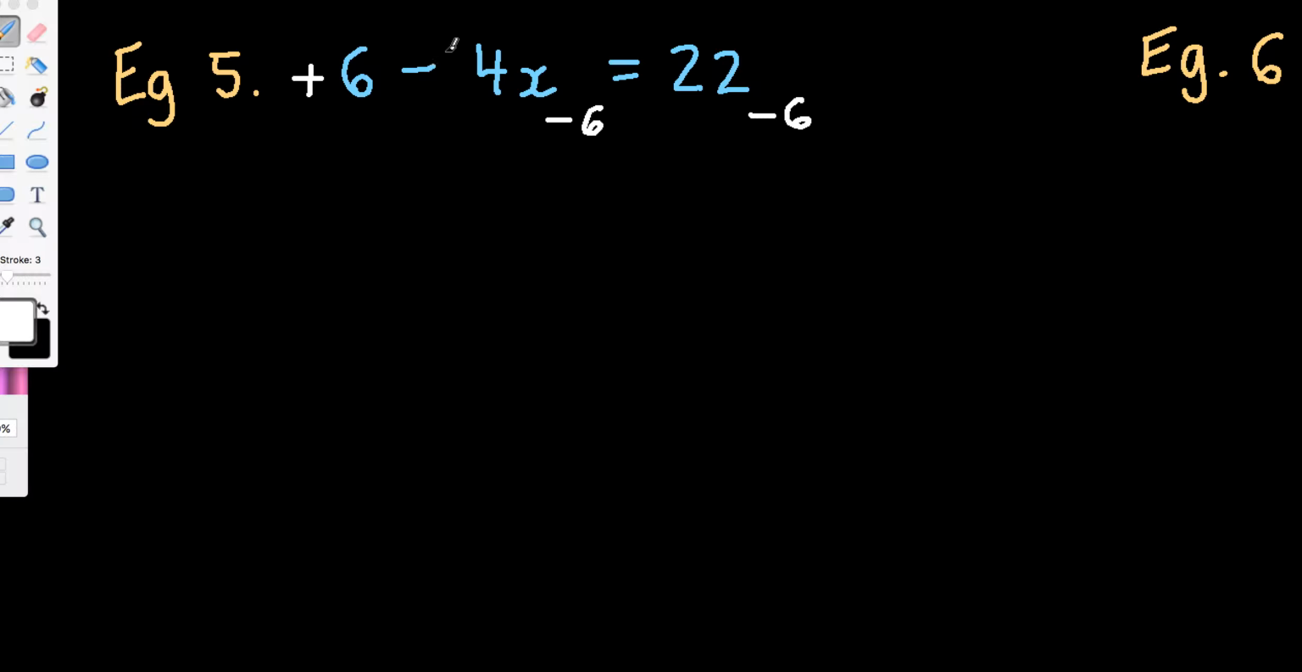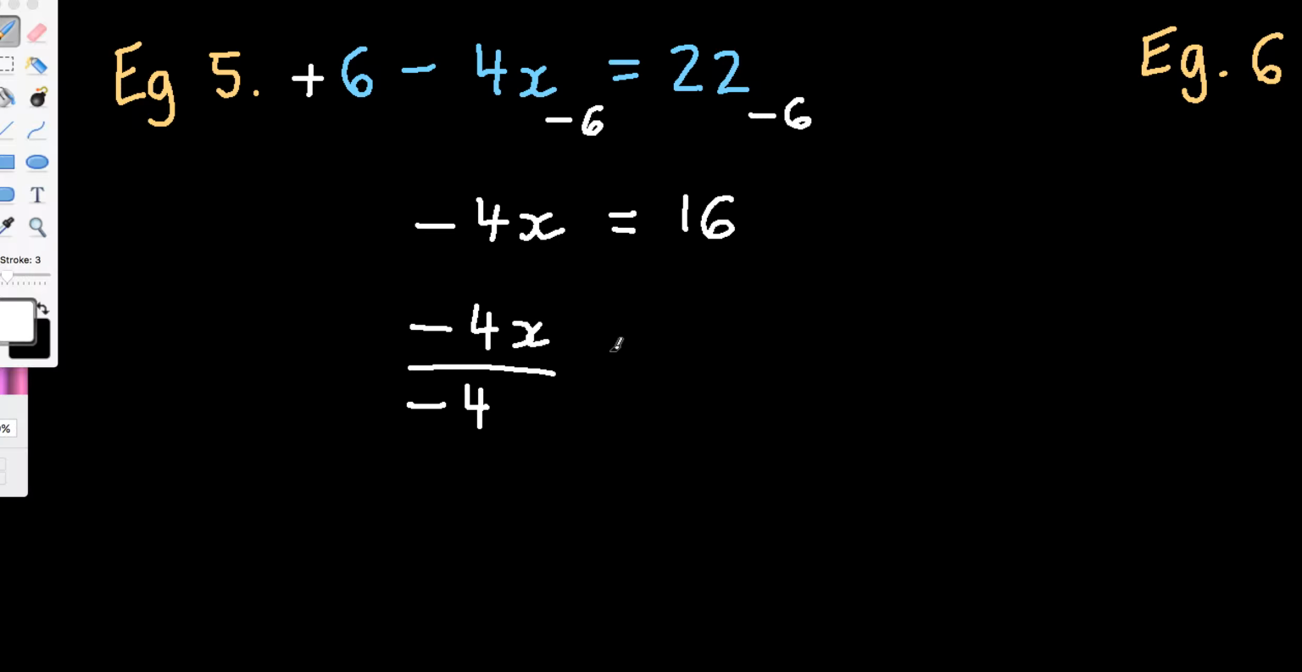That leaves me with just that negative 4x. Notice that negative there? It has to stay there, because that's part of the coefficient of this x term. It's negative 4, or taking away 4. And over here we need to do 22 take away 6. And that's going to give us 16. From here, we have negative 4 times x equals 16. So I'm going to divide both sides by this number here, by negative 4. So that looks like this.